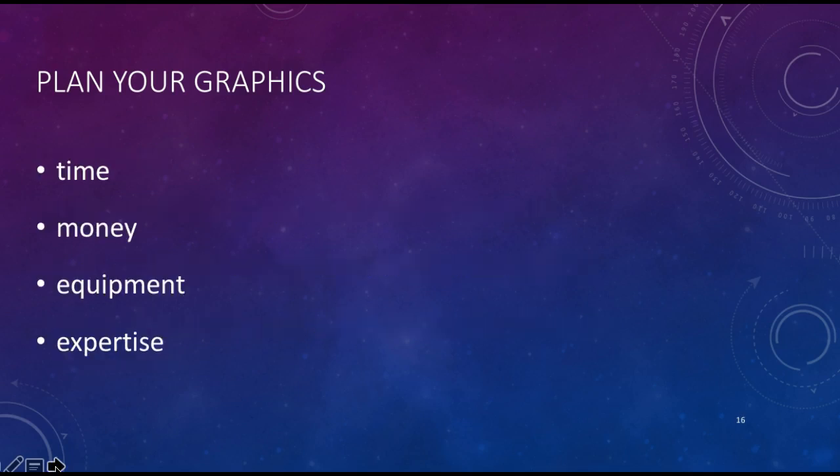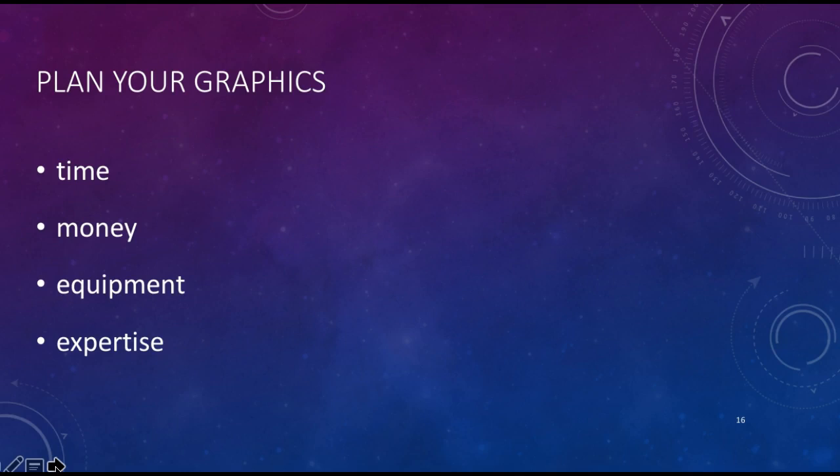When you're planning your graphics, think about time, money, equipment, and expertise. So time, how much time do you have? Do you have time to send out the document to a graphic designer? Or do you have the money for that? Or is this something that's going to be done completely in-house and you need to do it? And in that case, what is your expertise? What do you know how to do?